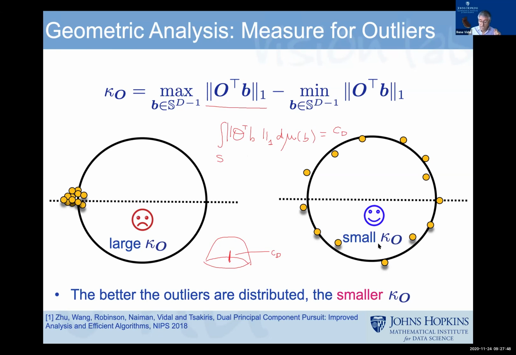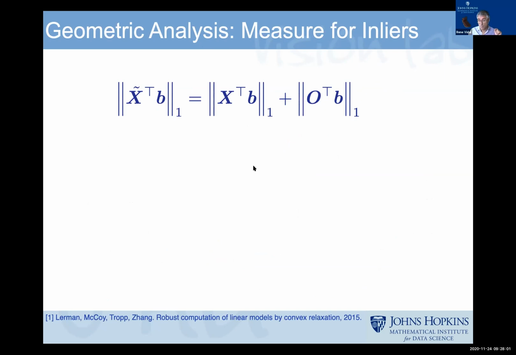And why is that important? It is important because, going back to the objective, the objective is the sum of two terms. And so if the outlier term is constant and doesn't depend on B, then you have better chances of finding your global minimum, because it's like the outliers have no effect.